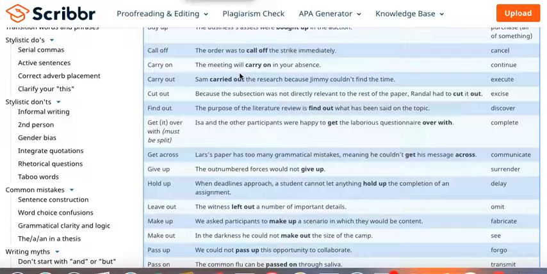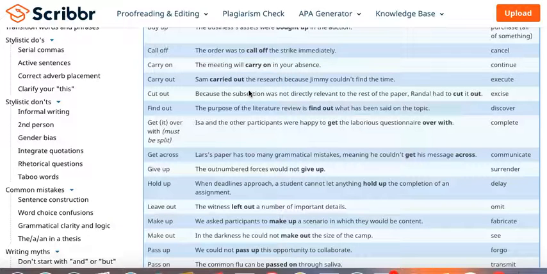Next one, carry on. The meeting will carry on in your absence. In your absence means if you're not there. Yeah? It will happen. Carry on. What does that mean? Continue. One word. Continue.